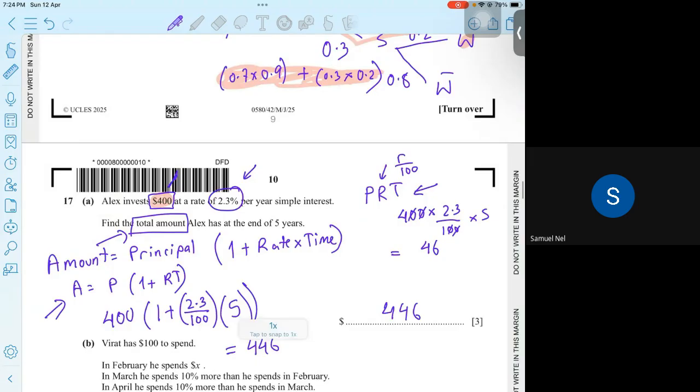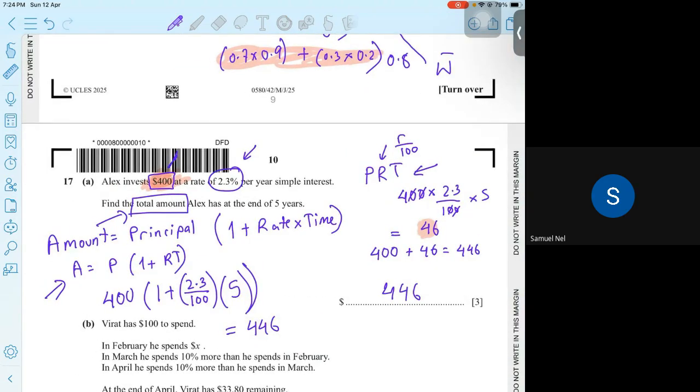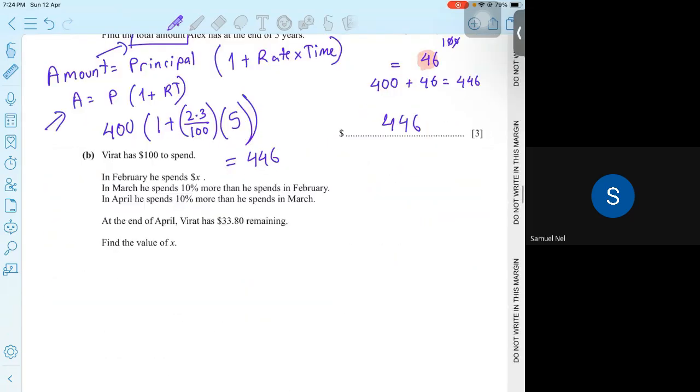And this 46 is basically the profit I've made after the 5 years. But I've started off with investing 400. That basically means I have $46 added to my $400, right? So now I do 400 plus 46, and I get the same answer, 446. Okay? 2 methods of solving this answer. Are you all with me? Is there anyone who would like me to repeat this? Okay, wonderful. Thank you so much.